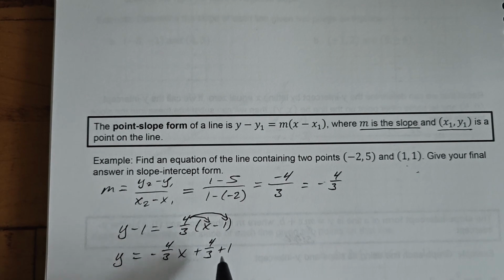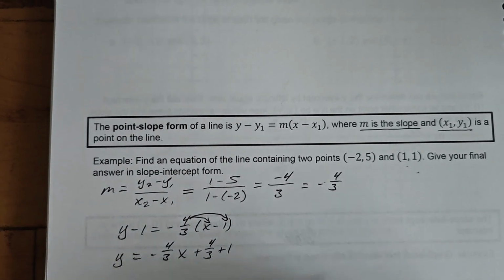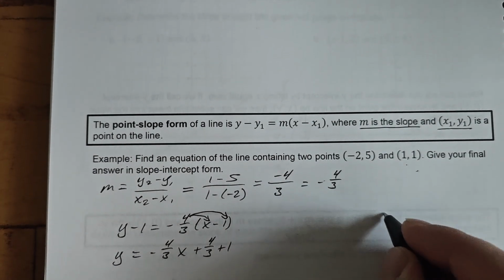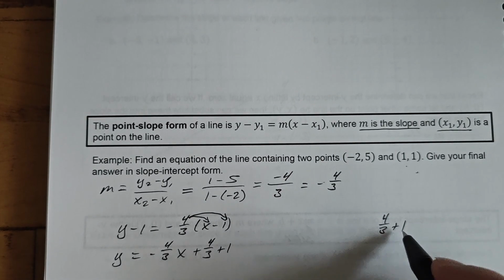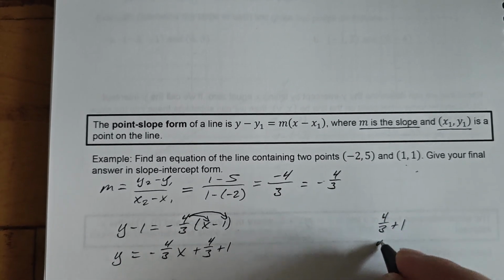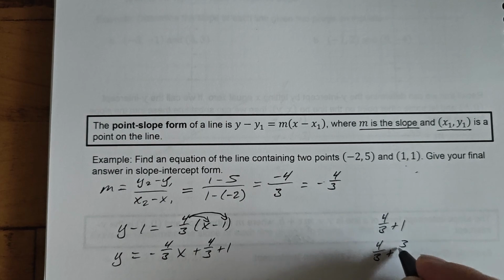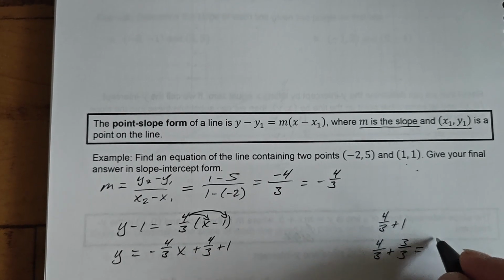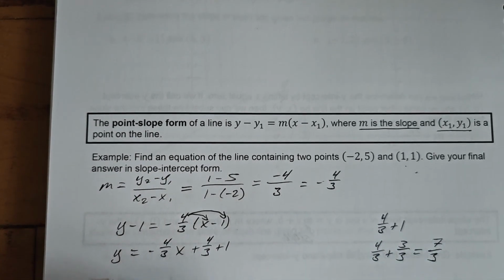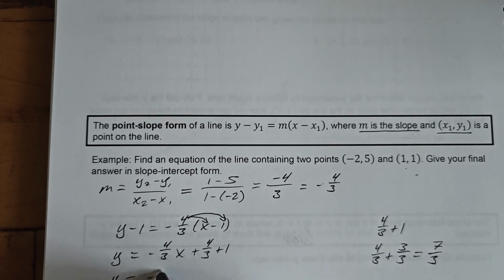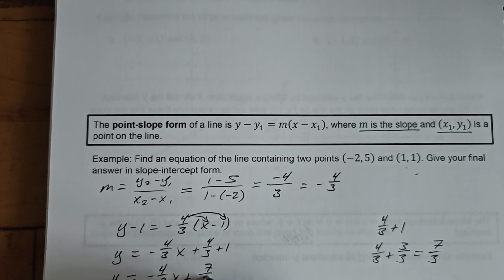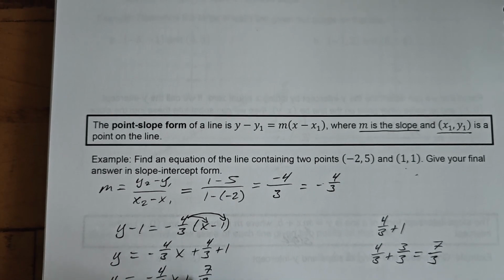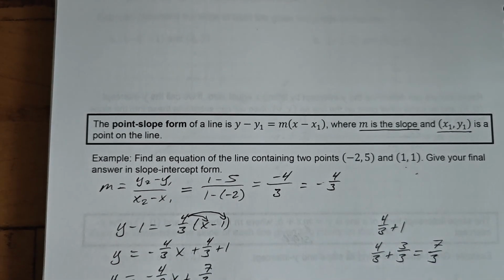So add the 1 to both sides, and here's what you get. 4/3 plus 1. Again, to add together fractions, 4/3 plus 1. Get the common denominator, change that 1 to a 3/3. 4/3 plus 3/3 is equal to 7/3. So this becomes y equals negative 4/3 x plus 7/3. This tells us we have an intercept of 7/3 and a slope of negative 4/3.